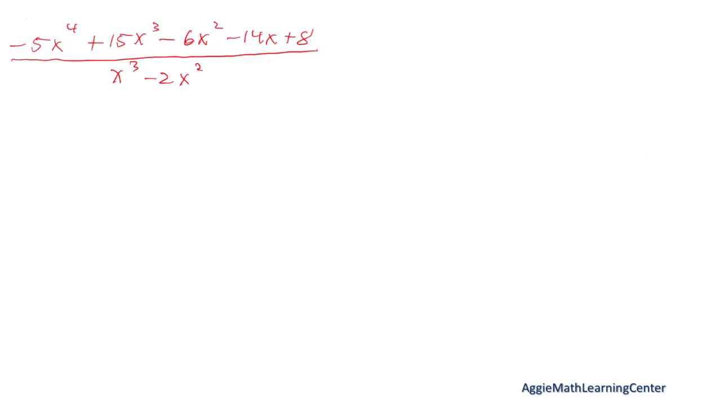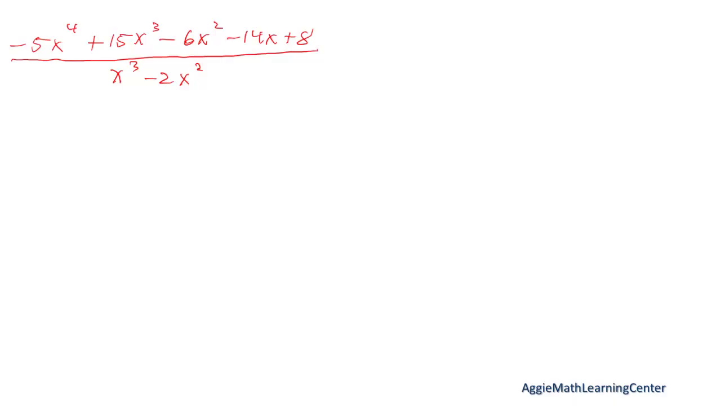The way that you'll know whether you have to do polynomial division first is if the degree of the numerator is greater than or equal to the highest degree in the denominator. Here, our highest degree term is x to the fourth, while in the denominator it's x cubed. Because it's higher in the numerator, we have to do long division first, and then partial fraction decomposition after that.